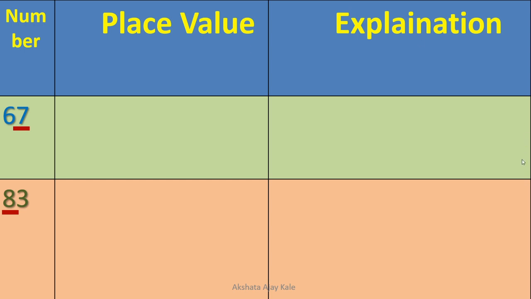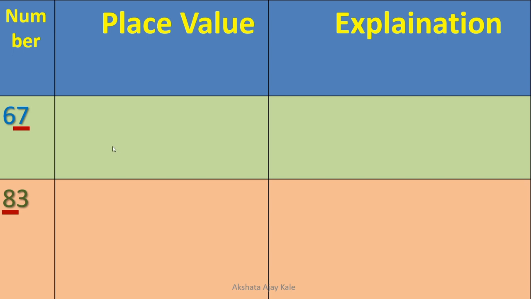Here again we can see the table. Numbers are given and some numbers have underline. Right? Here 67 is there. 7 has underline. And here 83 is there. 8 has underline. Now here what we have to do? We have to write the place value of underlined number, and in this column we have to give the explanation.